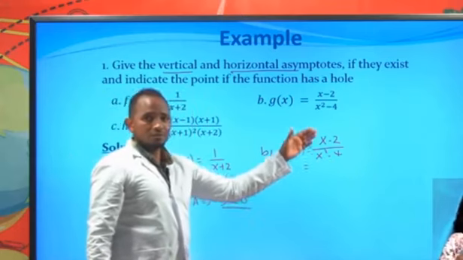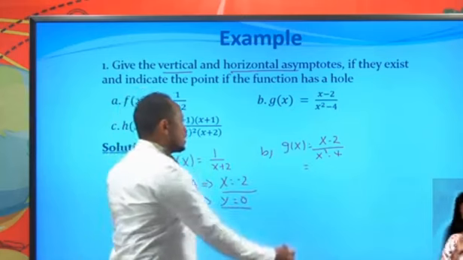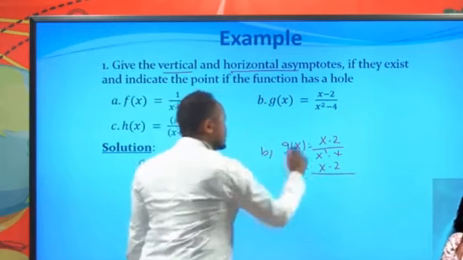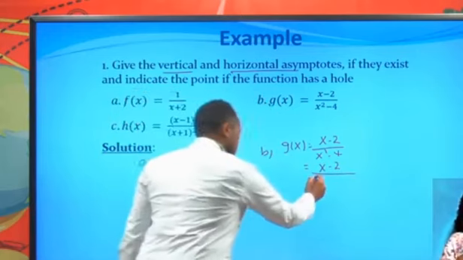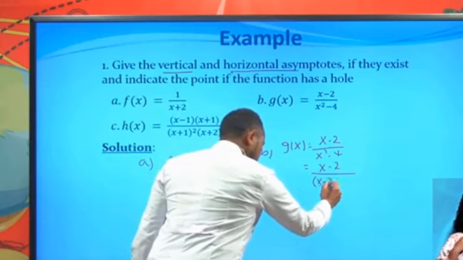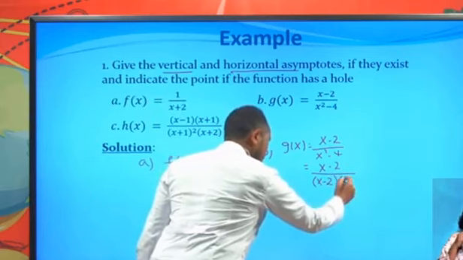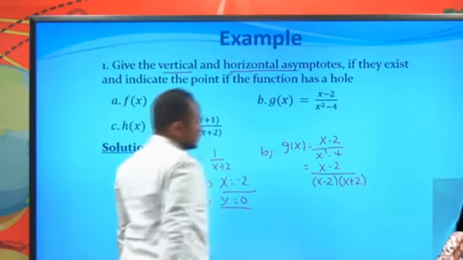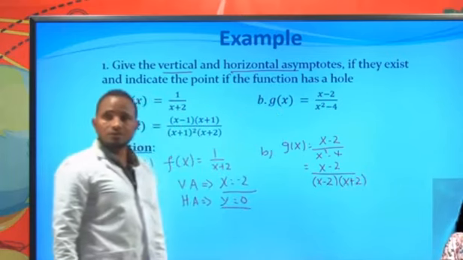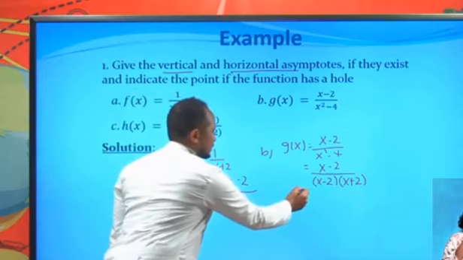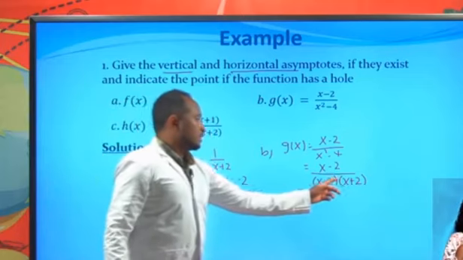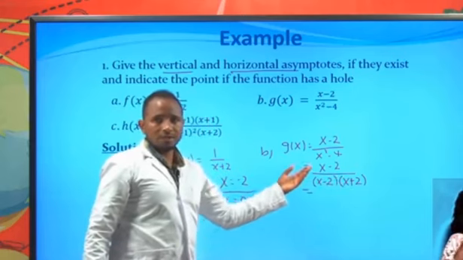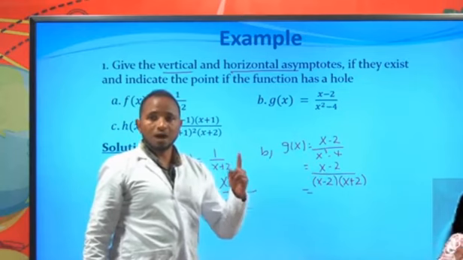And you can also find the point of the hole when x is 2. Our function is 1 over 2 plus 2, which is 1 over 4. It has a hole at x equals 2, or at the point (2, 1/4). Now, next, as you can see, the degree of the numerator is less than the degree of the denominator. In this case, it has a horizontal asymptote. The horizontal asymptote is simply y equals 0.